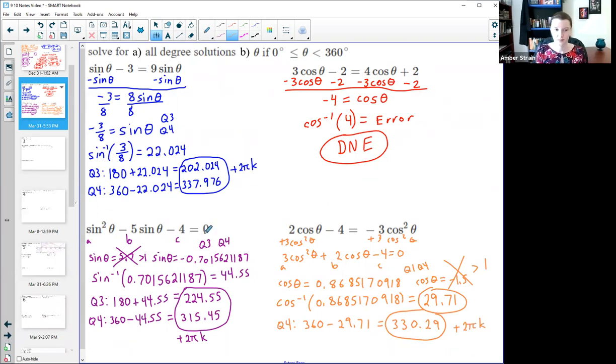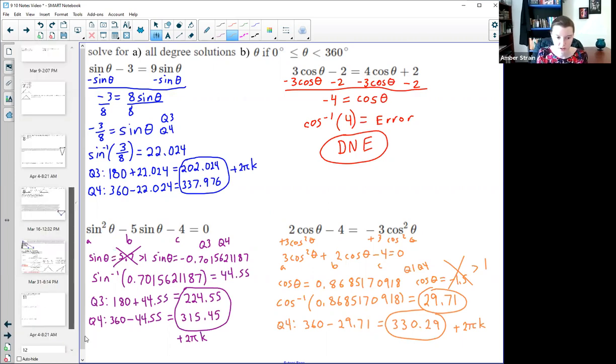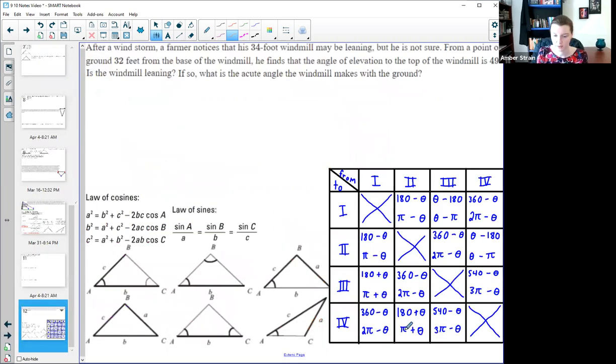So it takes a little bit of getting used to. Like I said, just be careful that we always do this arc sine or arc cosine of the positive. That just makes life easier so that you can use this chart to go to whichever quadrants you want the answer to be in easier.